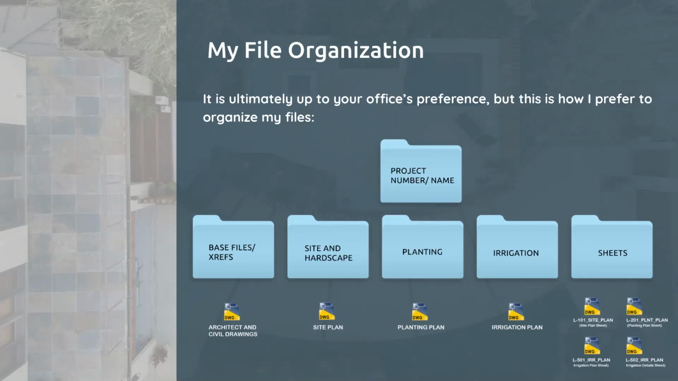But within that folder, I have a folder to keep my xref files. That can include your consultant drawings like architect and civil drawings. And I want to keep those in their own separate folder. And then for each design file that I'm using, I'll have a separate folder for that as well. So in this case, I have a site and hardscape plan, planting plan, irrigation plan. All those design files are in their own design folder there. And then I will have a separate folder for my sheets, which will hold all the different sheets as shown there.